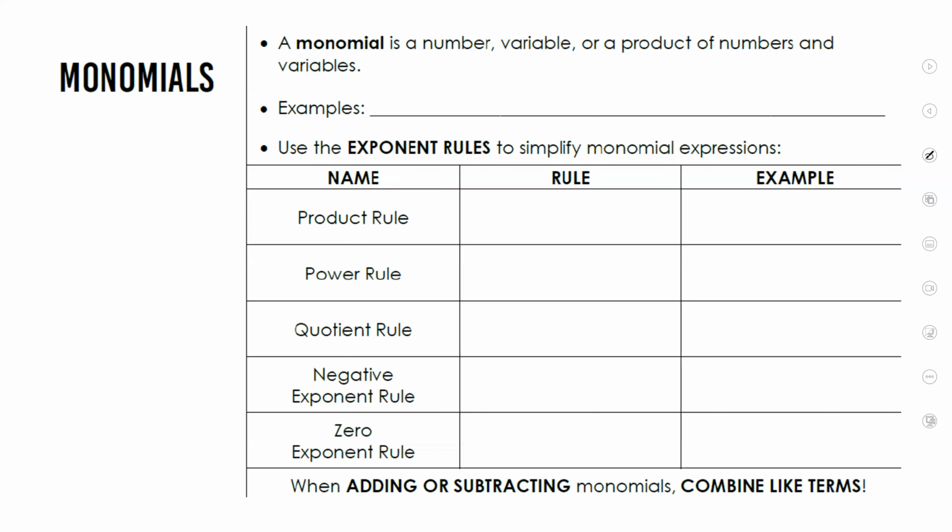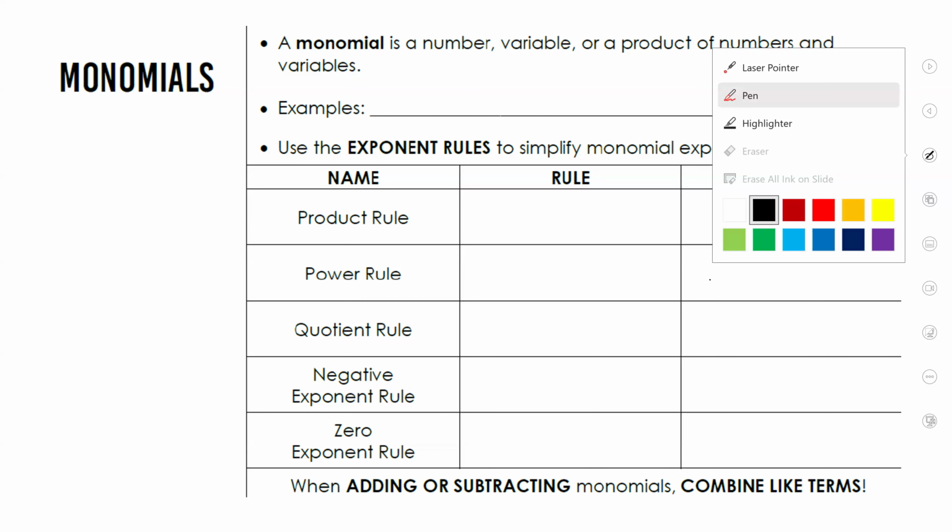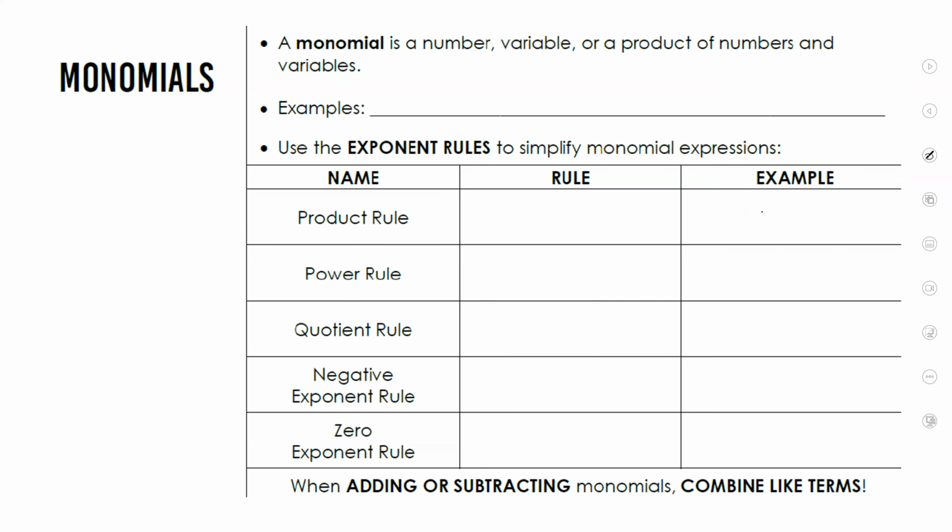Okay, so a monomial is a number, variable, or a product of numbers and variables. So here are some examples. This is a monomial. This is a monomial. This is not a monomial.